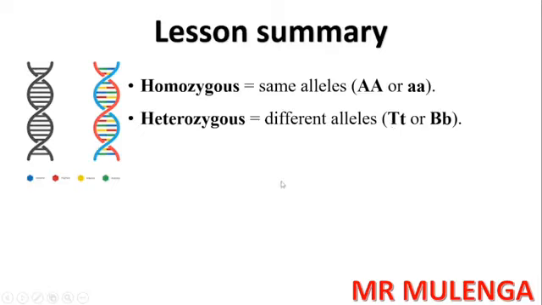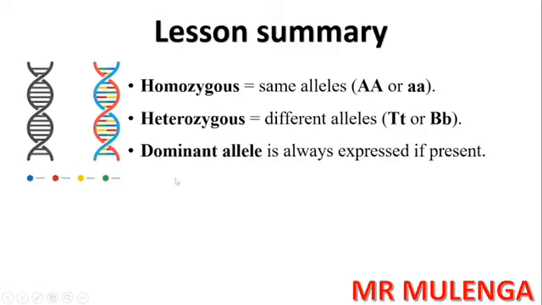We have also said the dominant allele is always expressed if present. When you look at this heterozygous genotype, we have the dominant allele, which is the capital T. If you are referring to tallness, we say this organism is tall. Or look at this one, heterozygous for capital B and small b. If you are talking about brown color, we can say this organism is brown because brown is dominant, with the capital letter B.